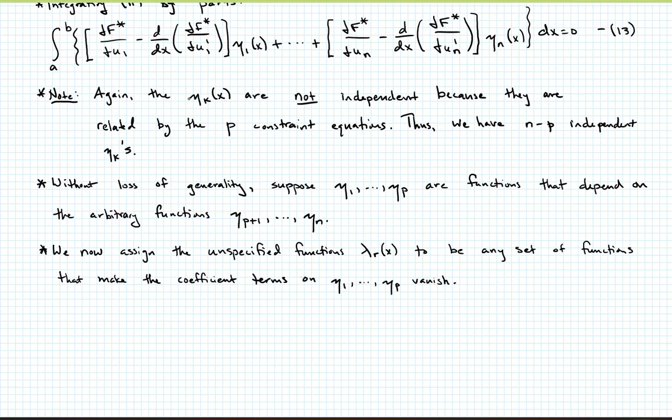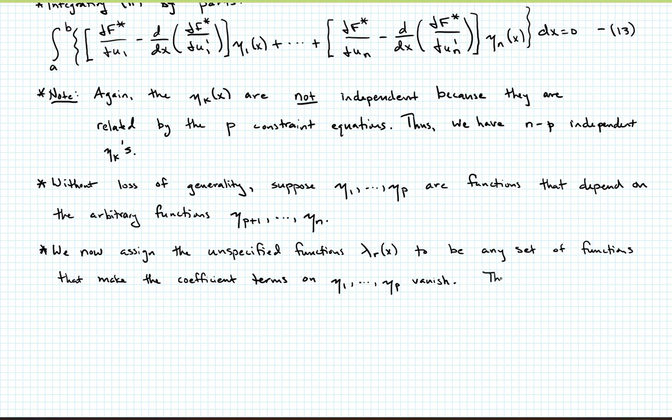If you go back and look at equation 11, there's a lambda term inside of f star, right? And what we're saying is that those lambda terms are going to take on a value such that this term in square brackets is 0, right? We're going to force lambda to take on such a value, and that happens for all terms eta 1 through eta p.